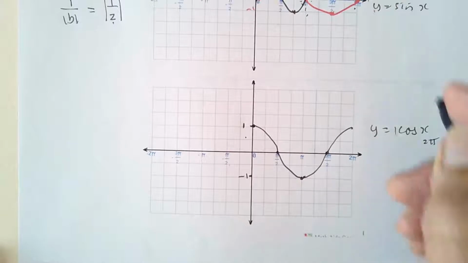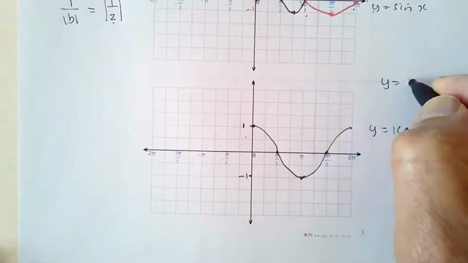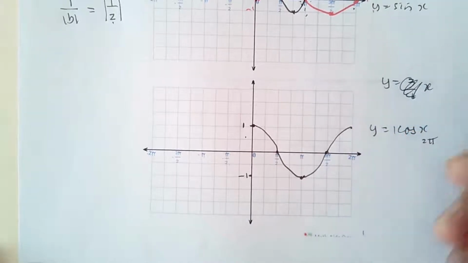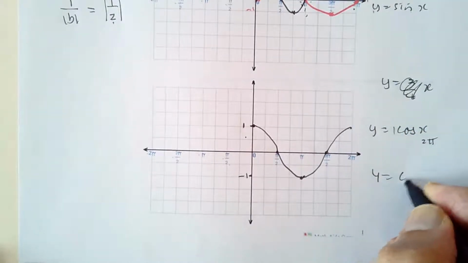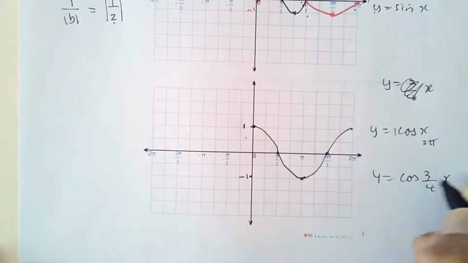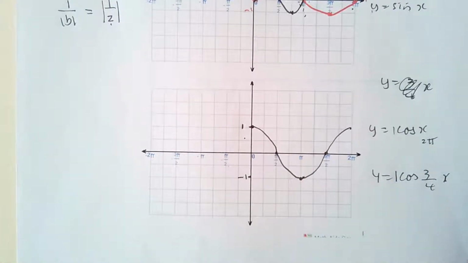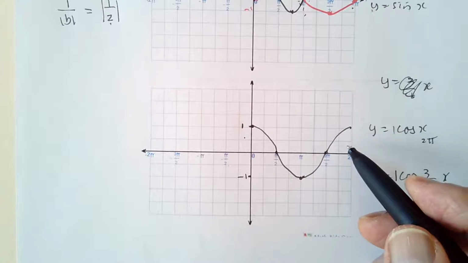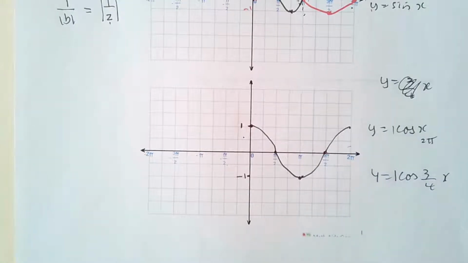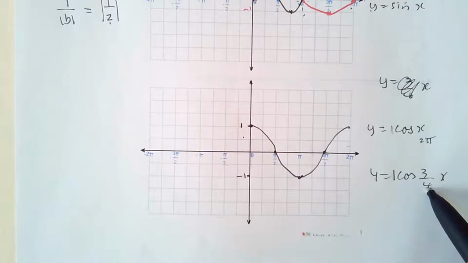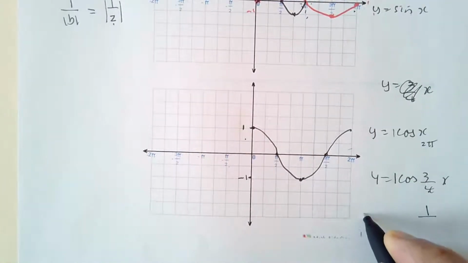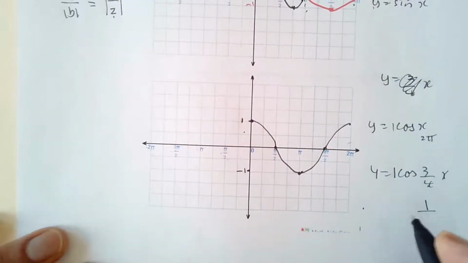The question is, you want to find the period for y is equal to cos 3/4 x. Now the amplitude is 1. It's the image of this graph here we're looking at, right? But we have a horizontal stretch factor of 1 over b.